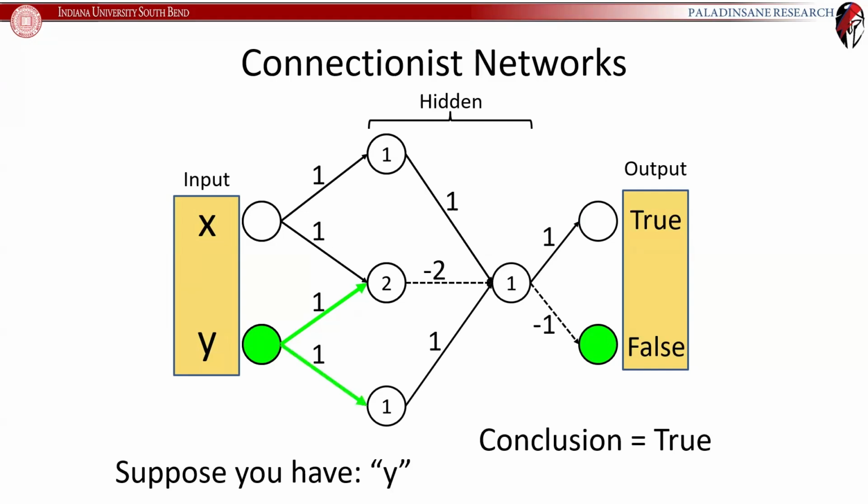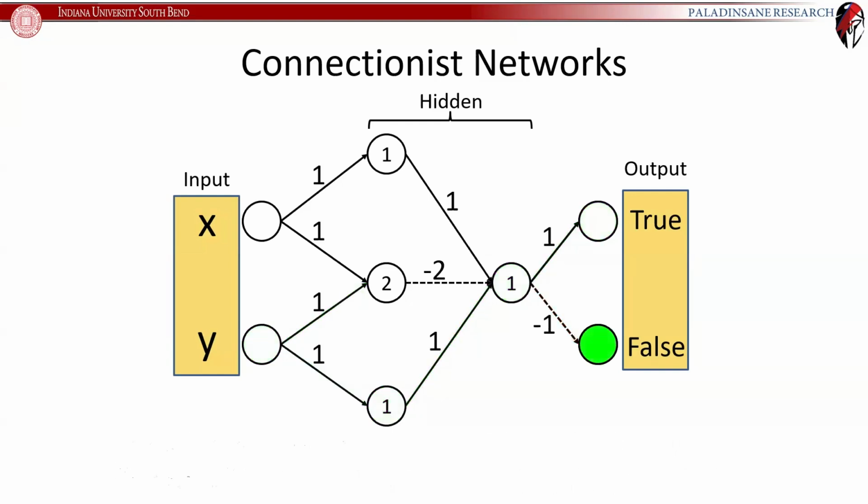This connection, though, is strong enough to turn on that hidden node, and then that hidden node fires its weight to this hidden node, and it's able to turn it on because of the weight associated with that connection. So once again, that node then sends its signal of 1 to the output layer of true, turning that on. And it also sends its signal of -1, turning off the false node. And once again, we have the conclusion that if you just have Y, the conclusion is true. In this case, the network once again correctly reasoned through this exclusive disjunction.